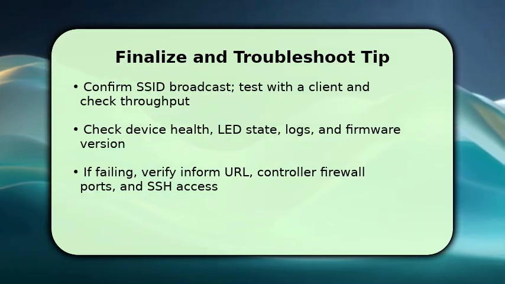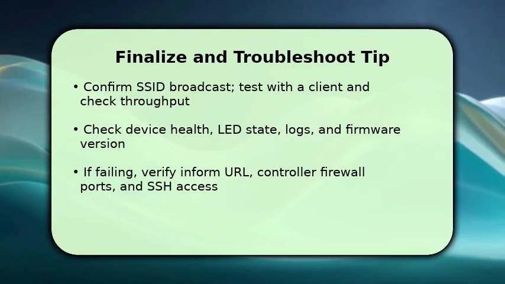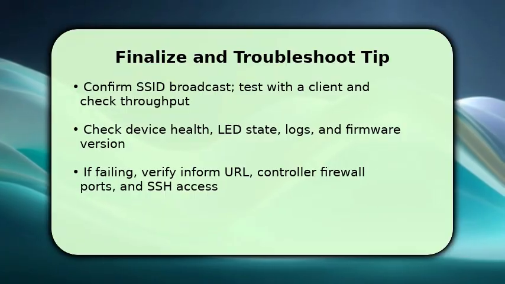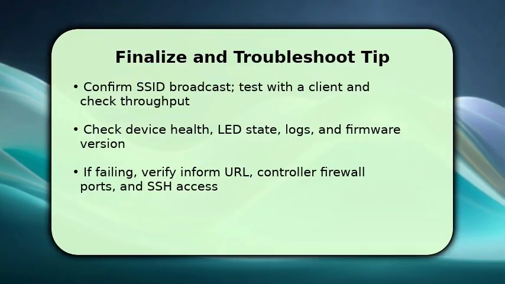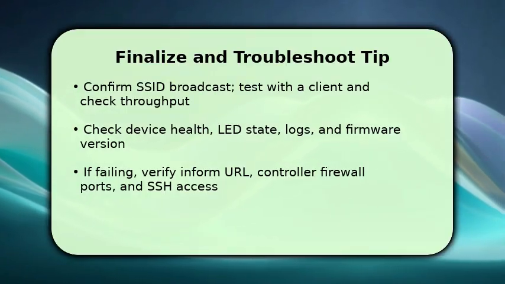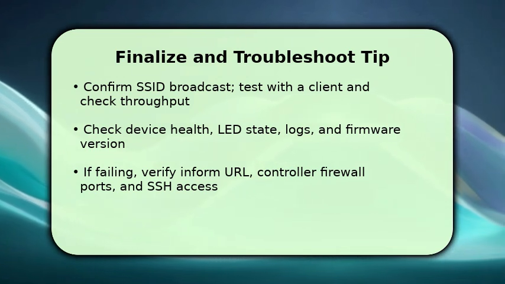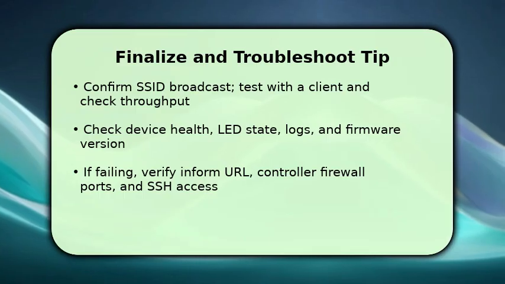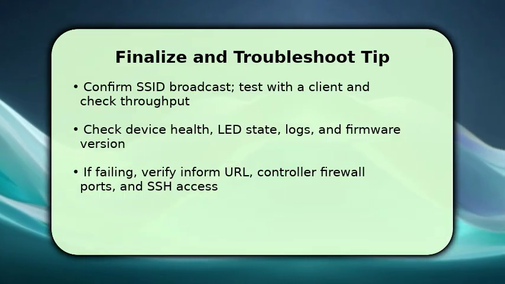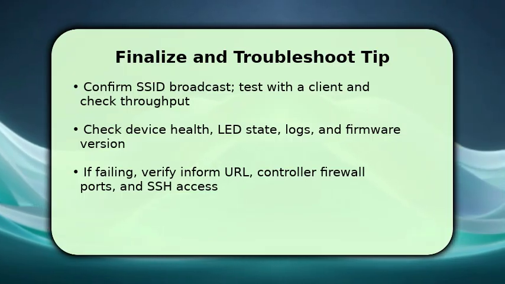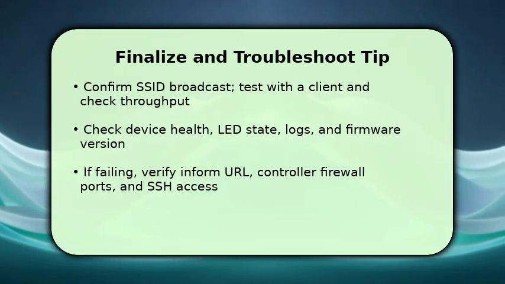If something goes wrong, a single key troubleshooting tip is to verify the inform URL and controller reachability. Also confirm necessary ports, for example, TCP 8080/8443 and UDP 3478, firewall rules, and SSH access, because most adoption failures stem from connectivity or inform mismatches.